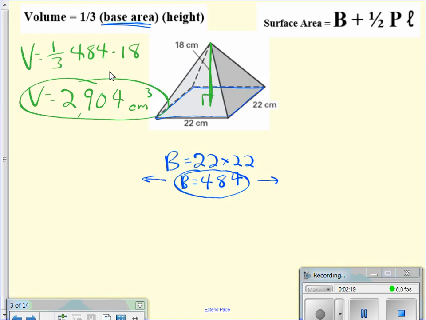The area of my base, which again, I already found is 484. So 484 plus 1/2 the perimeter, and that's talking perimeter of my base. Well, my base is 22, 22, 22, 22. That's a perimeter of 88 times. Now I realize, oh shoot, I need my slant height, and I don't have it. I've got my normal height, but I don't have my slant height, so I need to find it. Really quick, a little side problem here.